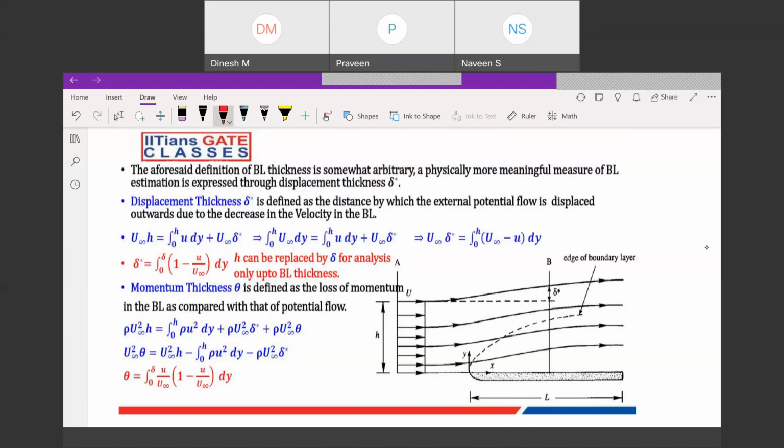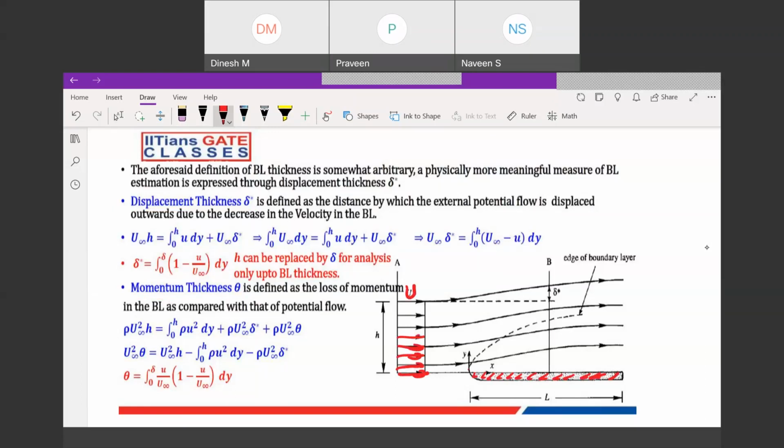Now we are going to study about displacement thickness, momentum thickness, and energy thickness. What is the displacement thickness? You see, this is my flat plate, and fluid is entering with some uniform velocity u here.